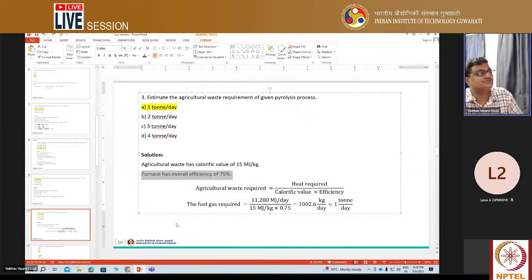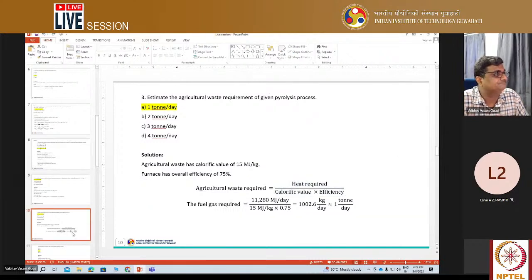So with the help of this, we just have to calculate the agricultural waste which is required, and it is just heat required divided by calorific value times its efficiency. It comes out to be around 1 ton per day. It is a very simple calculation again.